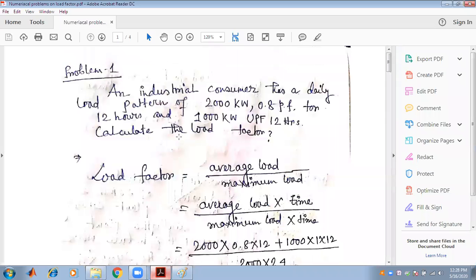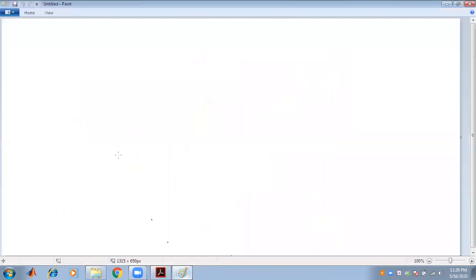with a numerical problem. It is given that an industrial consumer has a daily load pattern of 2000 kilowatt at 0.8 power factor for 12 hours and 1000 kilowatt at unity power factor for 12 hours. Calculate the load factor. So now we are approaching that particular problem.